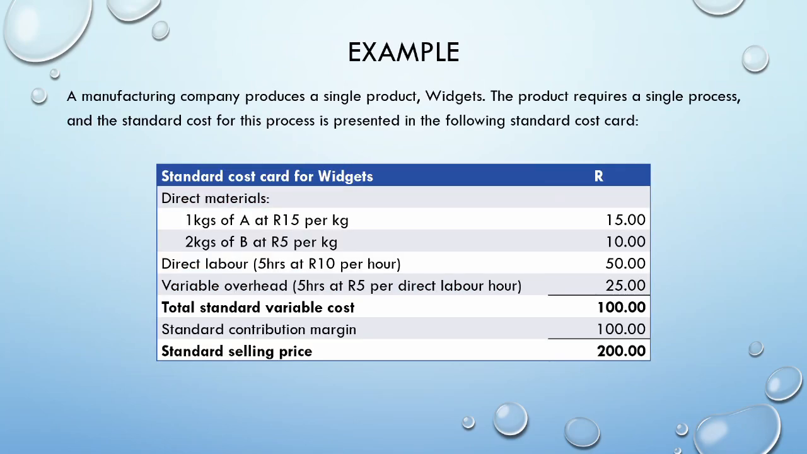As always, let's recap our main example for the series. Remember to take screenshots of the scenario so you have it readily available. In our scenario, we have a company manufacturing widgets, and the standard cost card is presented. For this video, we'll be focusing on sales. So you will need to take note of the standard selling price, which is given as 200 Rand.